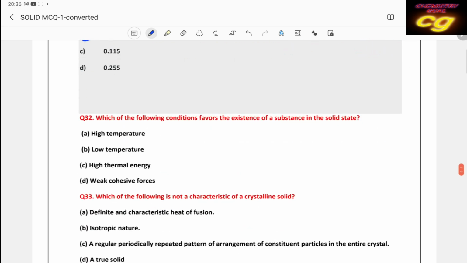Okay, then which of the following conditions favor the existence of a substance in the solid state? Solid state means the temperature: high temperature, low temperature, high thermal energy, weak cohesive force. So the correct answer is low temperature.